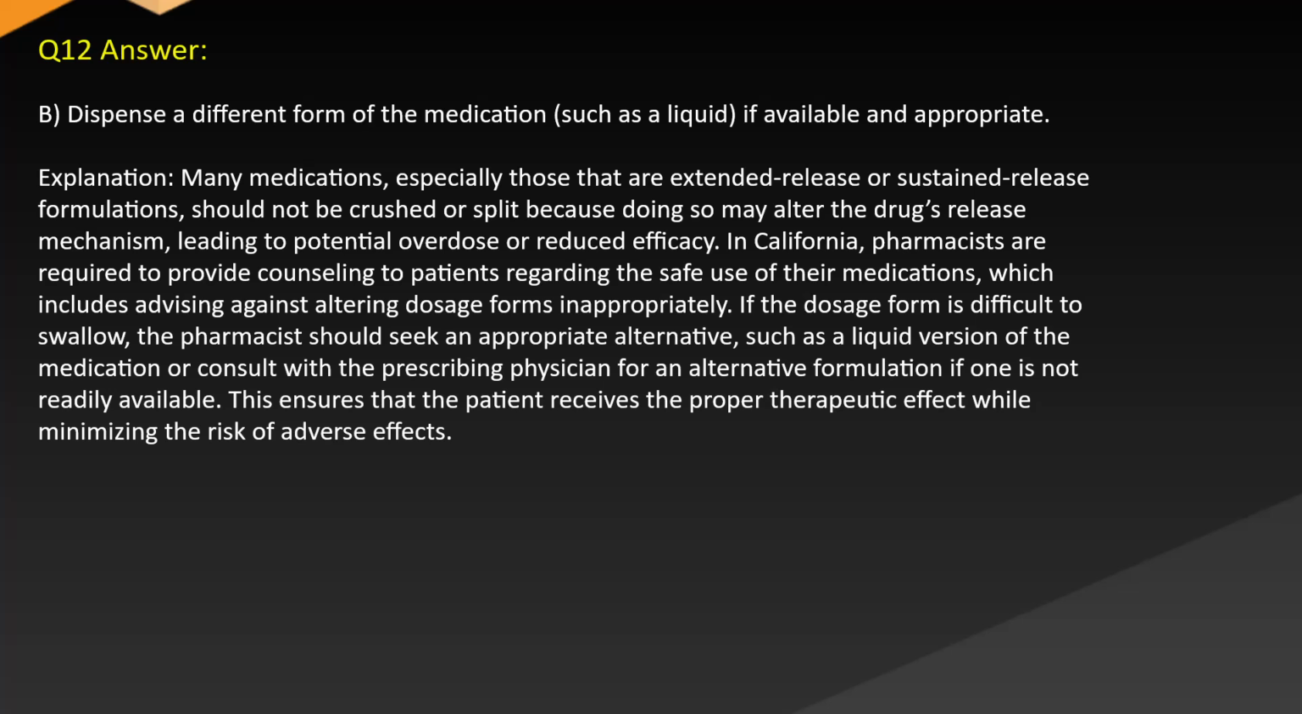In California, pharmacists are required to provide counseling to patients regarding the safe use of medications, which includes advising against altering dosage forms inappropriately. If the dosage form is difficult to swallow, the pharmacist should seek an appropriate alternative, such as a liquid version of the medication, or consult with the prescribing physician for an alternative formulation if one is not readily available. This ensures that the patient receives the proper therapeutic effect while minimizing the risk of adverse effects.